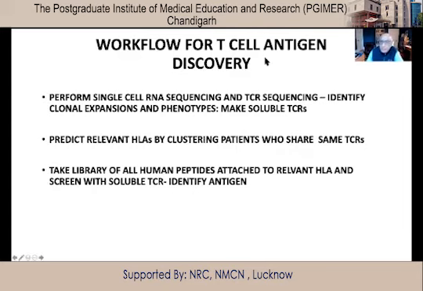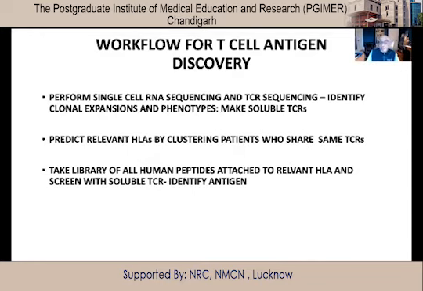For T-cell antigen discovery, which is what we're doing right now with Michael Birnbaum, who's our neighbor at MIT, actually next door. The Ragon Institute is next to MIT. So what you do is single cell RNA sequencing, and we do TCR sequencing on those single cells, and identify clonal expansions, and then we make soluble T-cell receptors. So you made the T-cell receptor from the biggest clones.